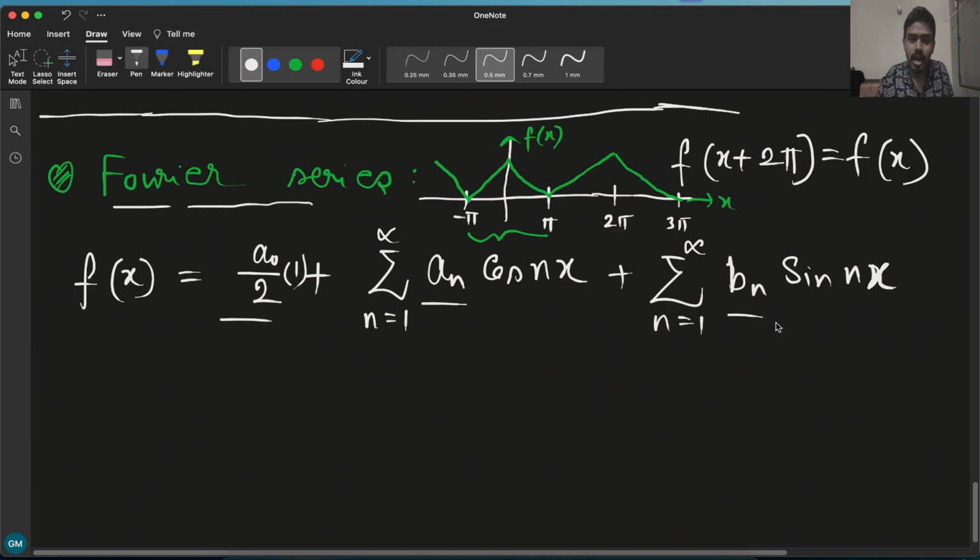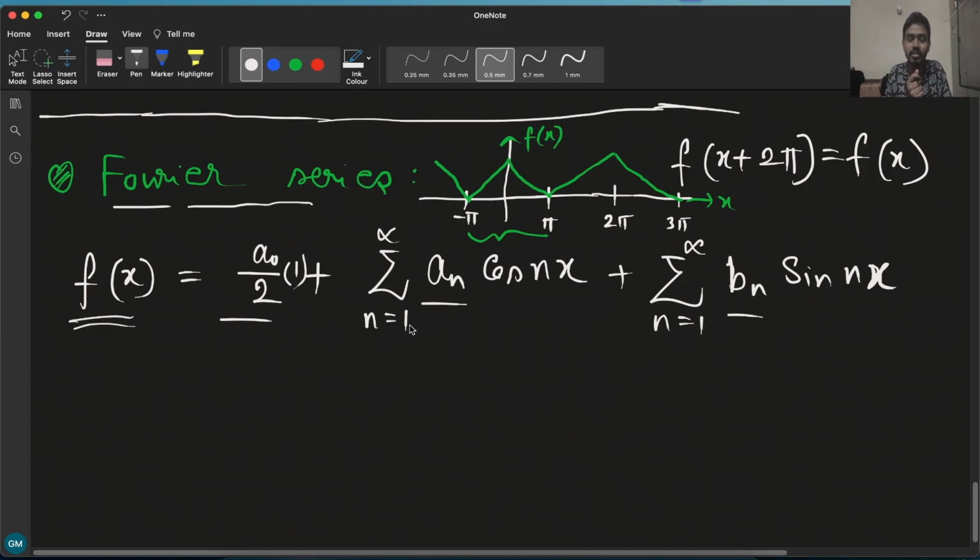In Fourier series, it is claimed that any function following the Dirichlet conditions can be represented as a linear combination of those basis vectors. What are those basis vectors? Those are 1, cos nx, sin nx. This is the same idea we used in the case of Fourier series.